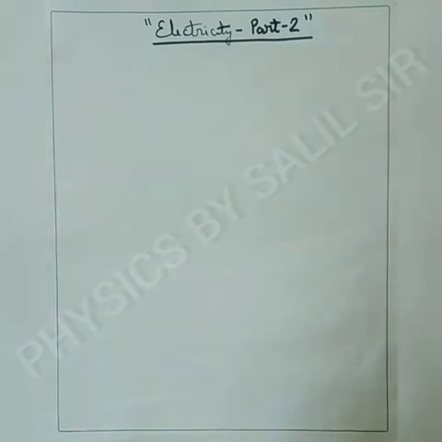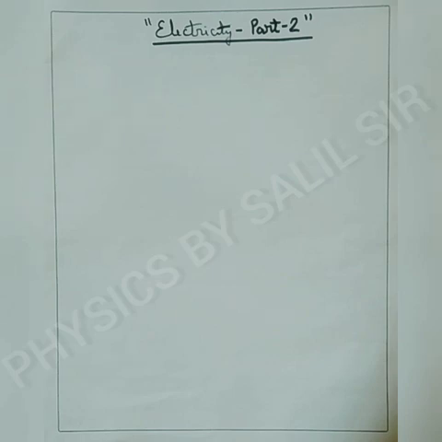Hello students, this is the second part of the chapter electricity, class 10. In the first part we have studied what is electric charge, the types of charges, the properties of charges, the SI unit of charge, the definition of 1 coulomb, the charge on 1 proton, the charge on 1 electron, the number of electrons contained by a body having 1 coulomb charge, and the difference between conductors and insulators.